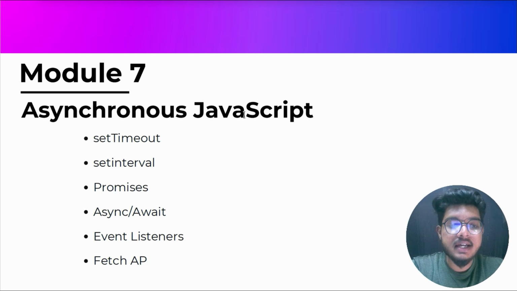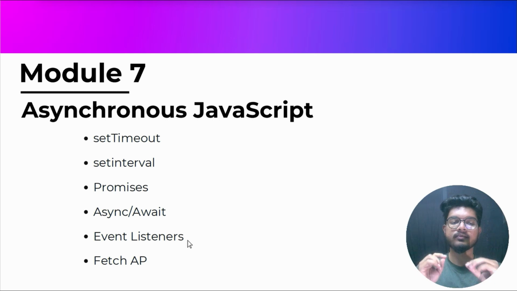Module 7 is asynchronous JavaScript. The concepts we'll discuss today are setTimeout, setInterval, promises, async and await using promises, and event handlers, that is addEventListener, removeEventListener, onclick, onmouseover, hover. All of those we'll discuss in event listeners. We'll also discuss the Fetch API to fetch data and then perform certain operations.